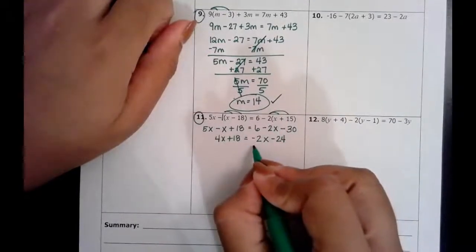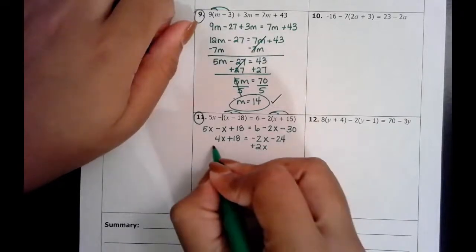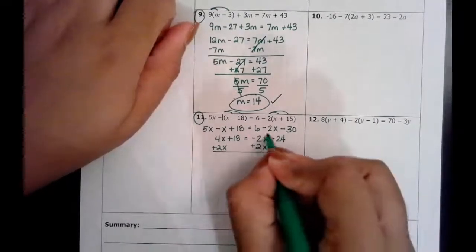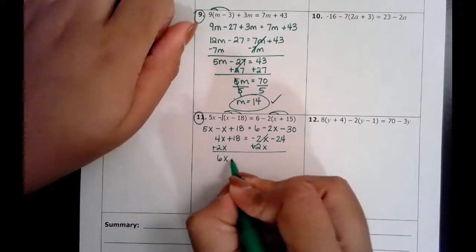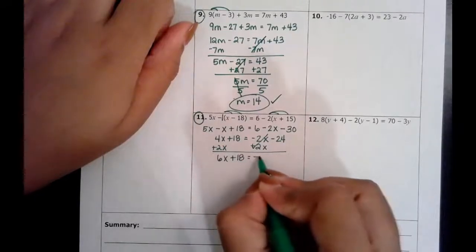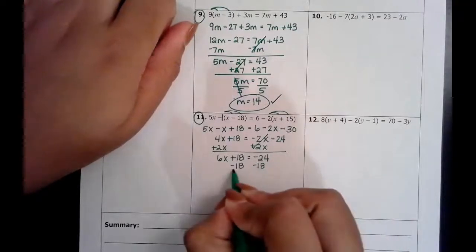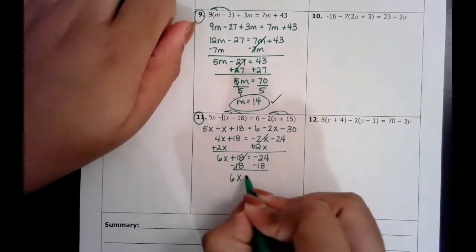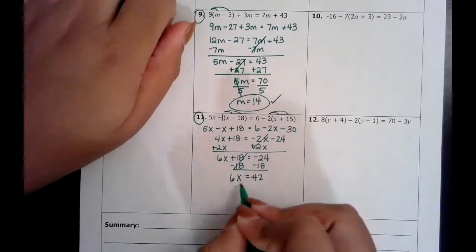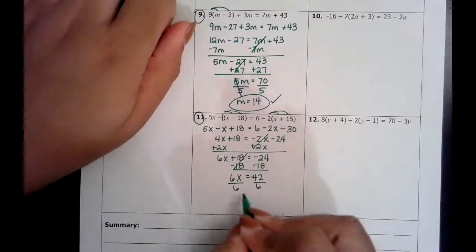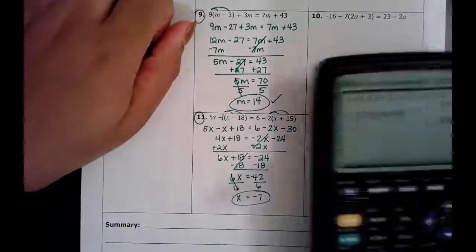So negative 2 is smaller than 4, so I would add 2x to both sides to get my variable on one side, and that leaves me with 6x plus 18 equals negative 24. Subtract 18. 6x equals 42 with a negative in front, so negative 42. X equals negative 7. And last but not least, let's check it.